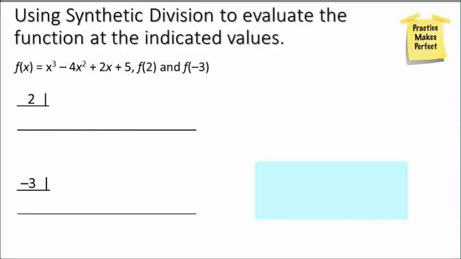Okay, using synthetic division to evaluate the function at the indicated values. All right, so what they've done is we've got the polynomial. Let me get my pointer. We've got this polynomial right here, and they're wanting us to evaluate it where x equals 2, and again, where x equals negative 3. Let me put my line here and here. It bothers me if it's not there.